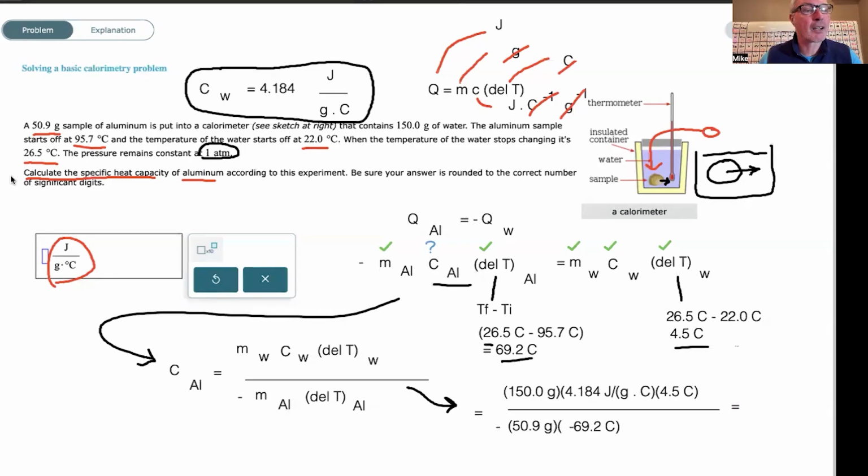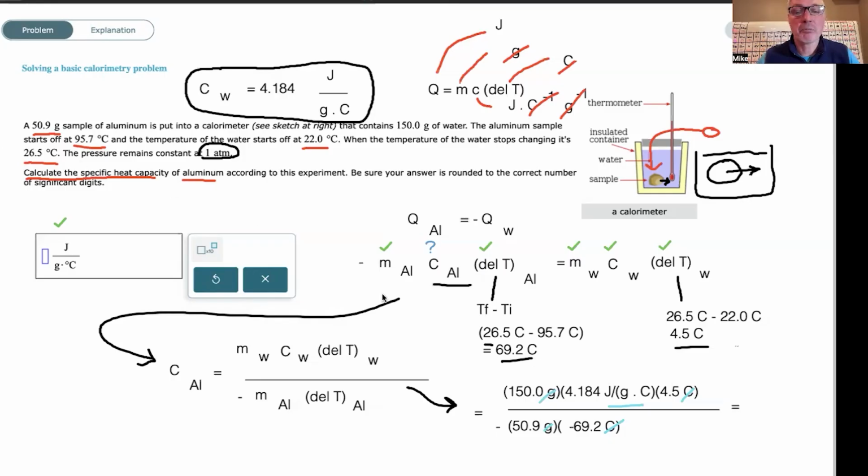All right. Let's keep track of our units here just to make sure that we did the right thing. So let's go through and say, okay, grams cancel grams. Degrees C cancel degrees C. What do you know? We get joules per gram per degree C, just like we're supposed to get over here in our answer. Now let's get a number and correct number of significant figures.